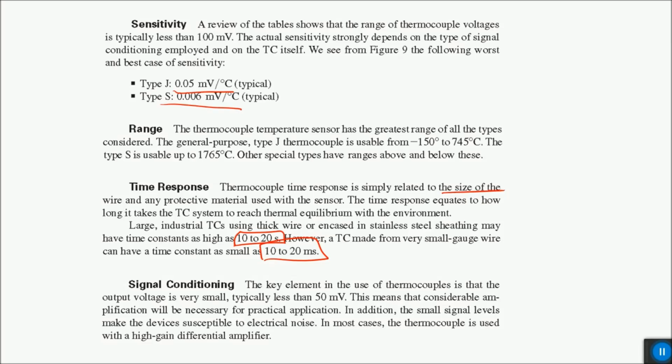And in most cases, to reduce the effect of common mode noise, we use a very high gain differential amplifier with a very high common mode rejection ratio. And we know that the common mode signal is a non-zero signal present at both inputs of the differential amplifier, and that is automatically rejected from your signal. So your actual signal is preserved.